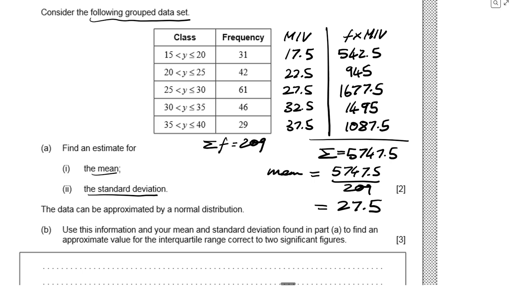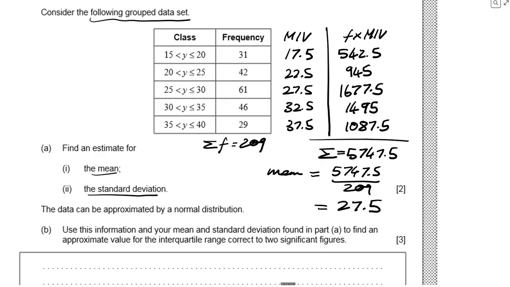List 1, I have 17.5. We're going to use our mid-interval values, so we still have to find that. 22.5, 27.5, then we have 32.5, and we have 37.5. Next is to put in our frequencies, and that is 31, 42, 61, 46, and 29.